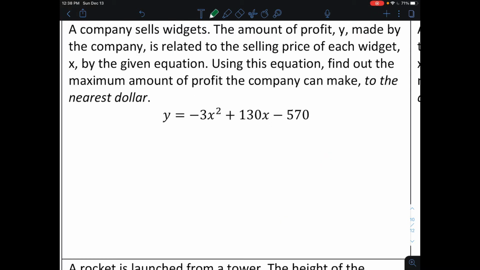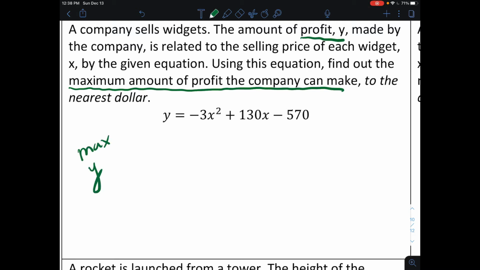So a company is selling widgets. The amount of profit Y made by the company is related to the selling price of each widget, X. Now, using the equation that's given, find the maximum amount of profit the company can make to the nearest dollar. So we need to identify what it is we're looking for. We highlighted the maximum amount of profit, but profit is Y, so I need the max Y number.